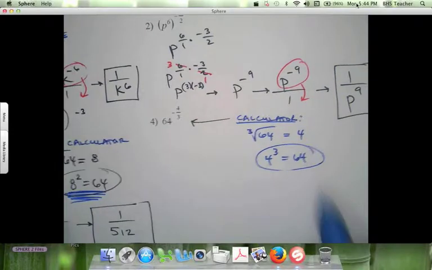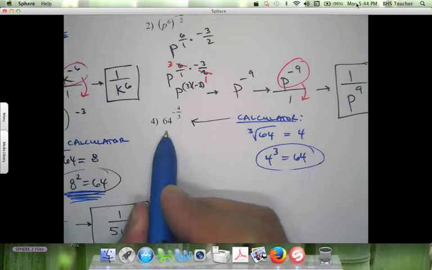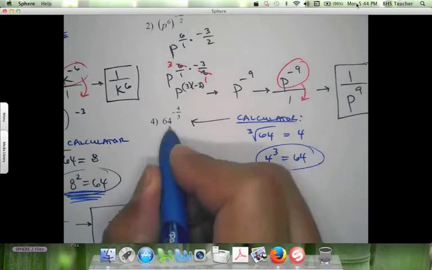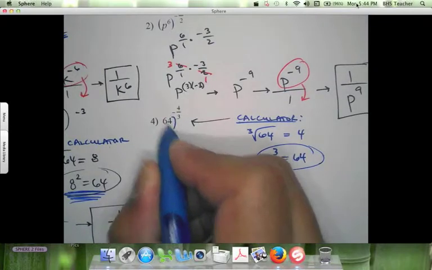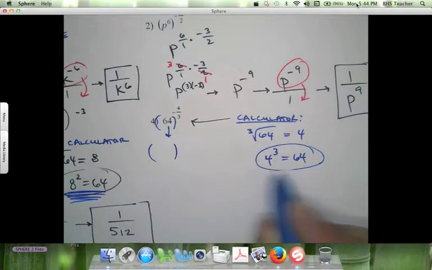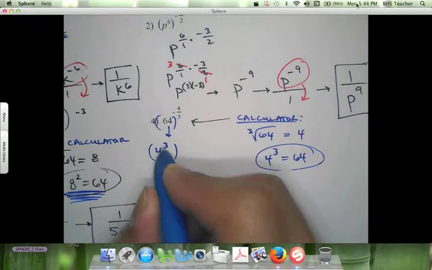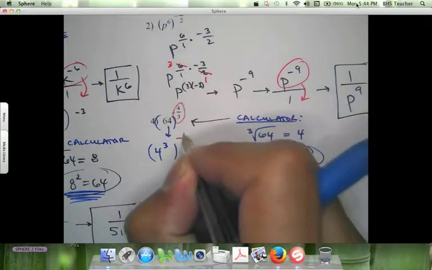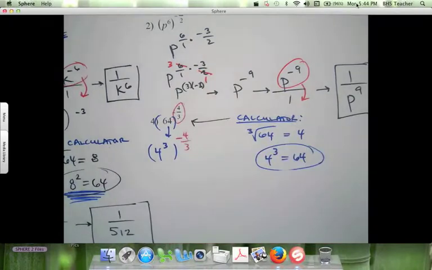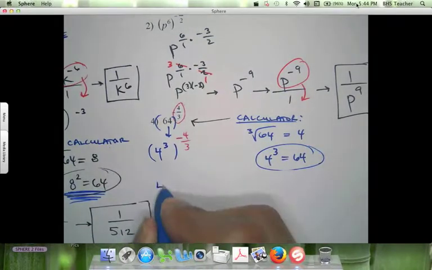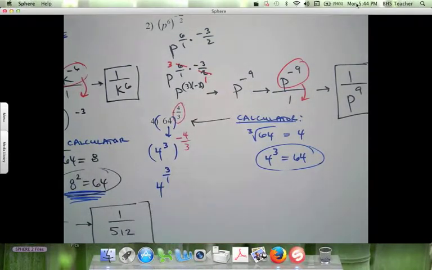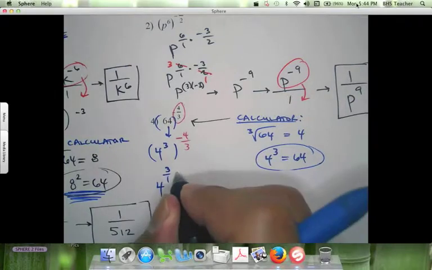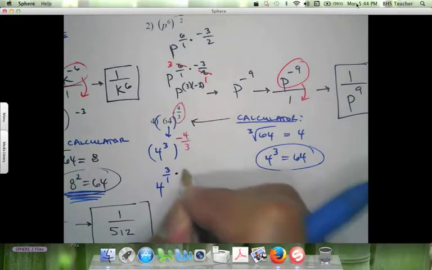That's when you replace this 64 right there. This 64 is what? 4 cubed. So you want to work with bases and exponents, 4 to the power of 3. And then you still got this negative 4 over 3. So that's 4 to the power of 3 over 1 times negative 4 over 3.